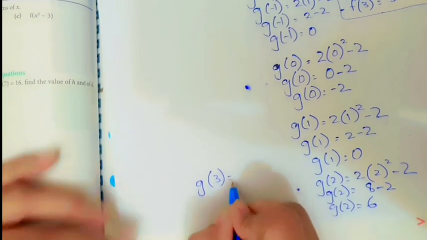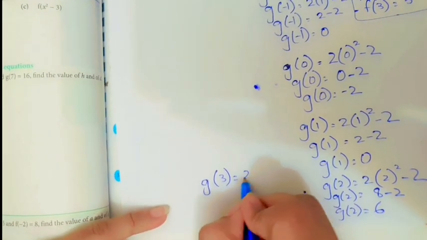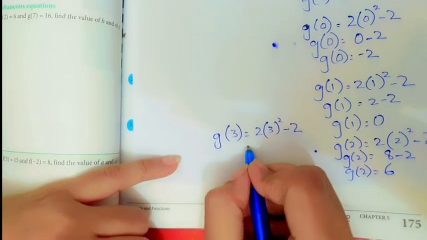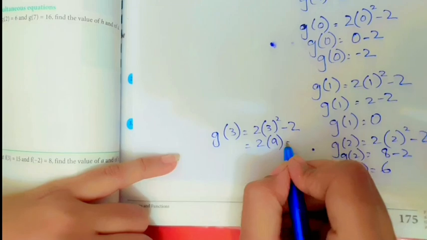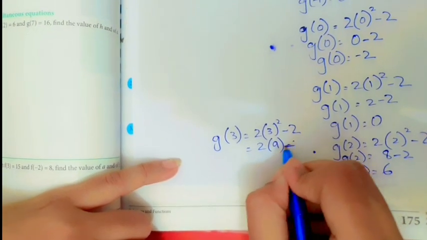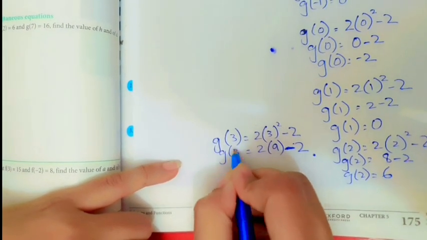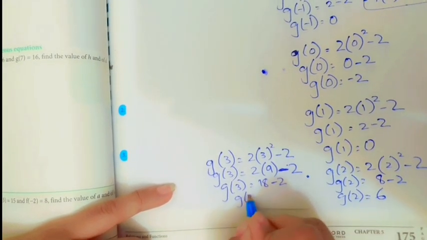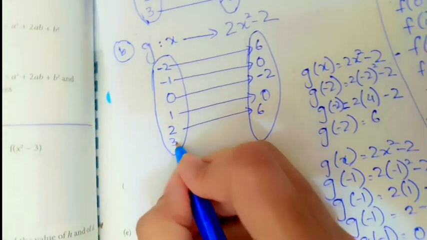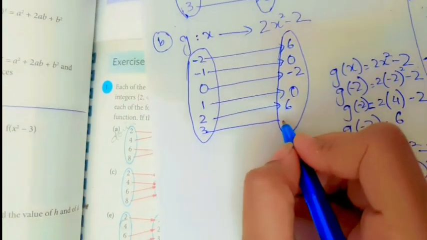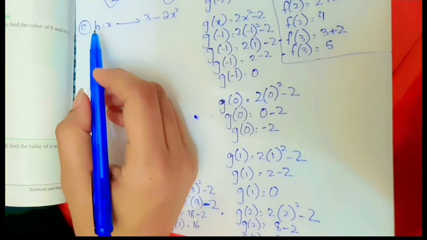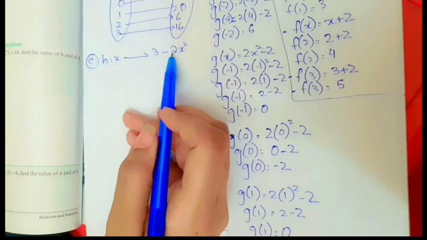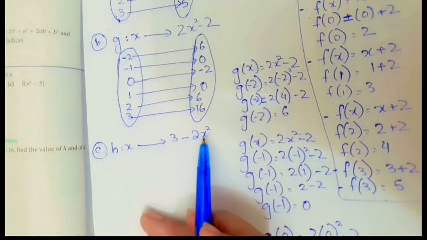And the last part is over here, g(3). Now we are taking 3 as a domain, in place of x, so it would be 2(3)² - 2. 3 times 3 is 9, times 2 is 18, minus 2, so g(3) would be 16. So now the image of 3 would be 16. Now part C. We have done part B, and now part C is h(x) = 3 - 2x².